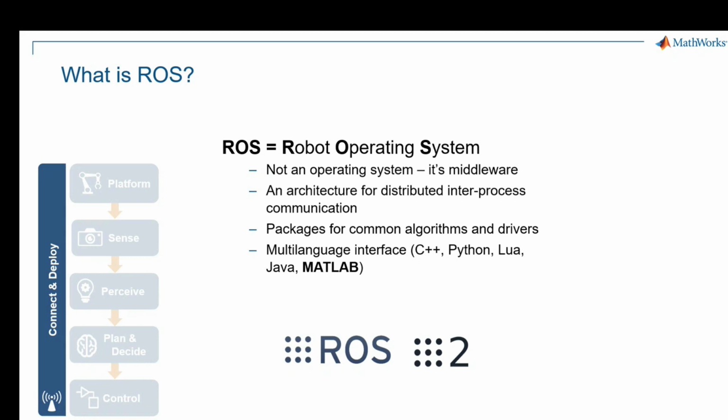The idea is that it brings together different elements like the robot development ecosystem, development tools and capabilities. At its core, it's an architecture for distributed inter-process communication. So you have different nodes that communicate between them to perform different tasks of a robotic system.